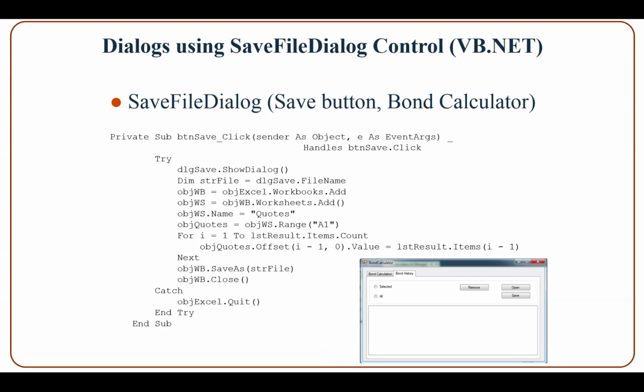So the first thing is you call the ShowDialog method to show the dialog and let the user select files. Once the user selects a file or files and clicks the OK button, then you have the file name. The FileName property of the dialog gives you the selected file.